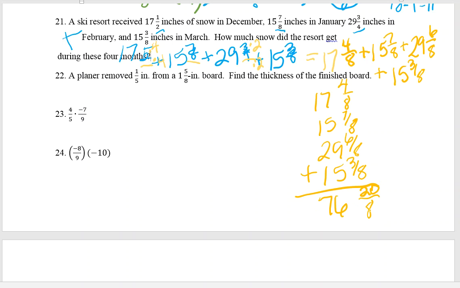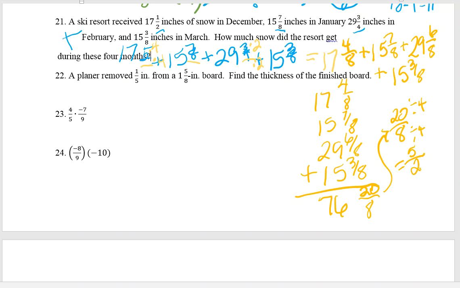Now we can't leave an improper fraction in a mixed number, so we are going to have to convert this 28 over 8. First thing, let's take it and reduce it. 28 over 8 is divisible by 4. If I divide the top, I have to divide the bottom. So 28 divided by 4 becomes 7. 8 divided by 4 becomes 2. So 28/8 is equal to 7/2.